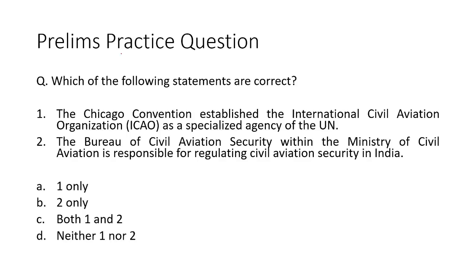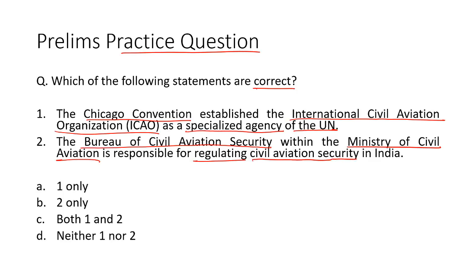Now let's take up the next practice question. Which of the following statements are correct? The Chicago Convention established the International Civil Aviation Organization as a specialized agency of the UN. The Bureau of Civil Aviation Security within the Ministry of Civil Aviation is responsible for regulating civil aviation security in India. Both the statements are correct. Option C is the right answer.